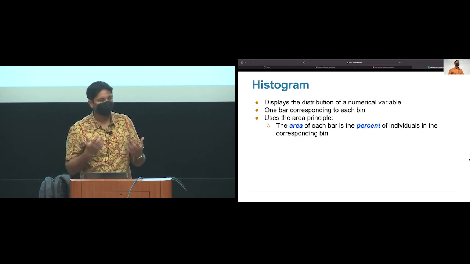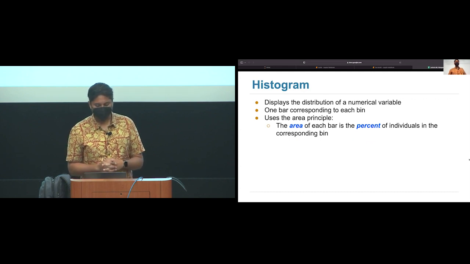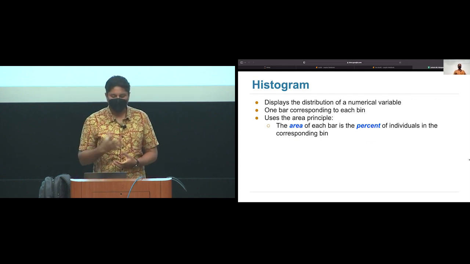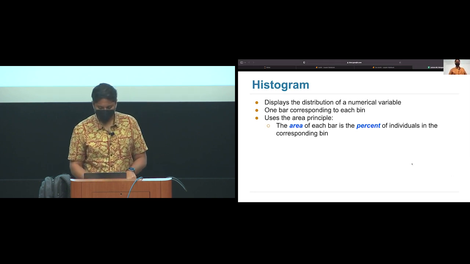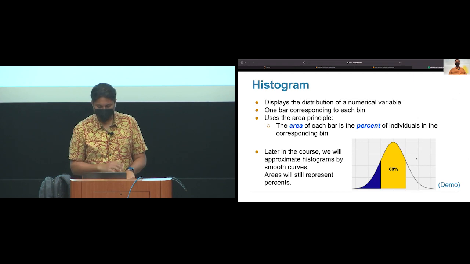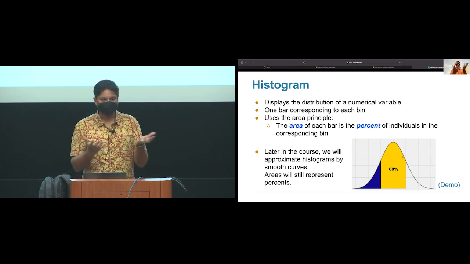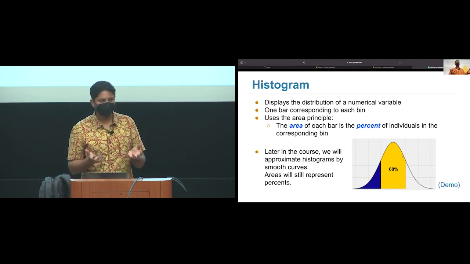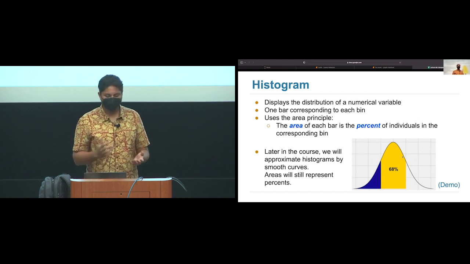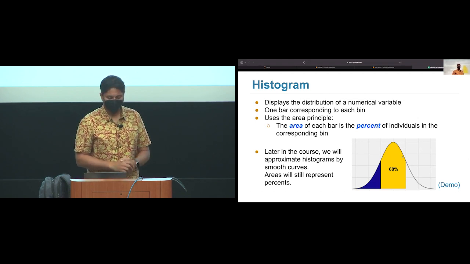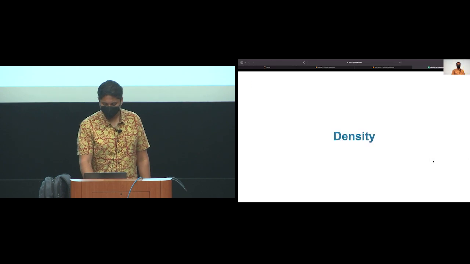But that's okay, because you can use the area principle. That's basically going to say that the area of each bar is the percent of individuals corresponding in the bin. All right? This is going to be important later in the course, because instead of using bars, we're going to use smooth curves like this. If you want to compare 2 different areas underneath the curve, you're going to need to be able to do that without making assumptions about equal bins and things like that. That's the main reason why we try to teach you that now. But you don't have to worry about this right now today.